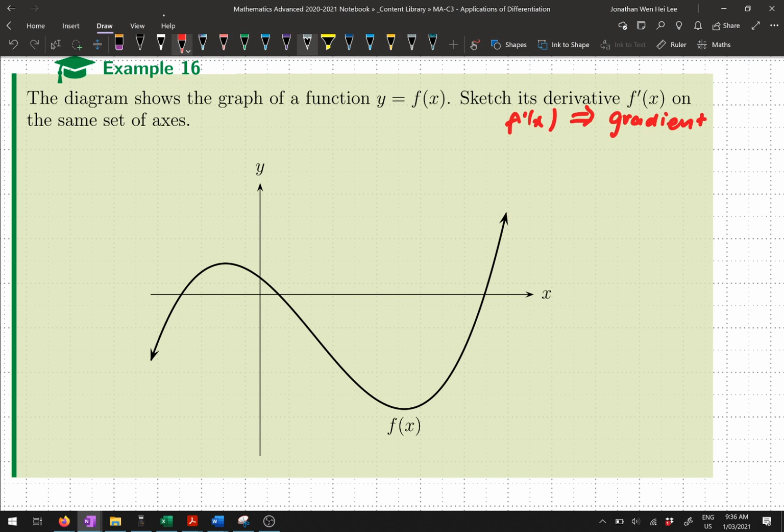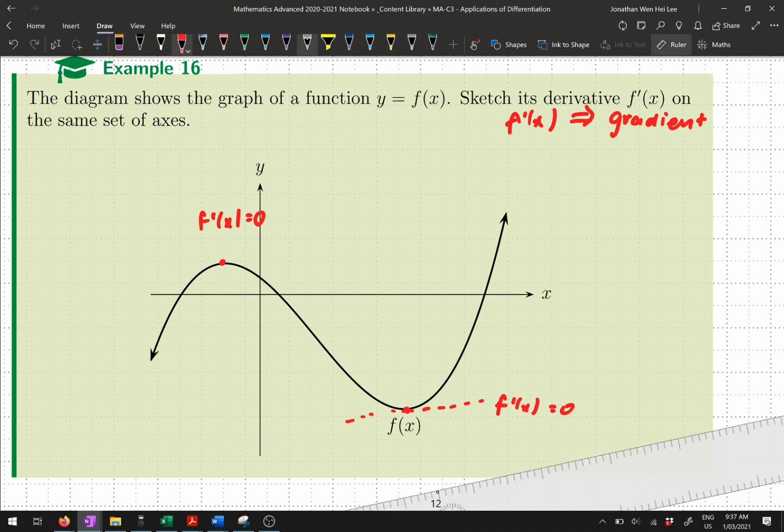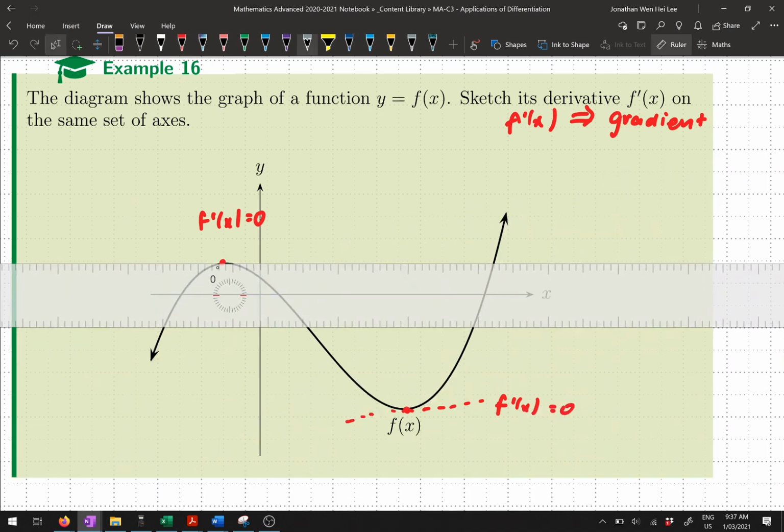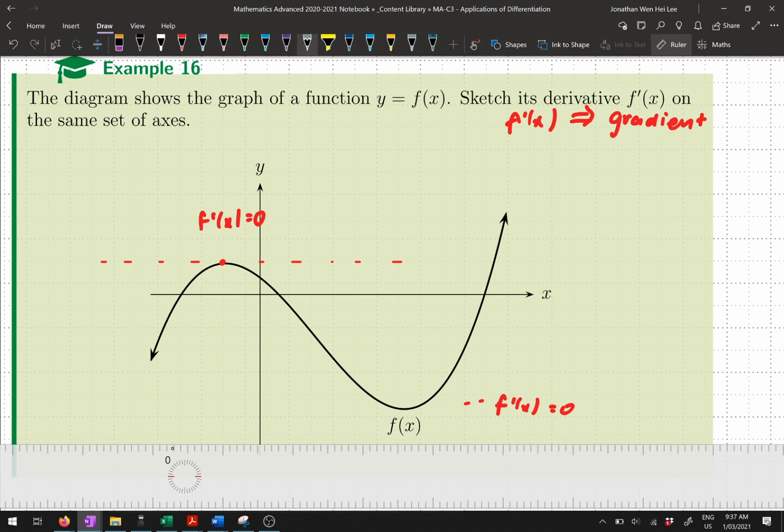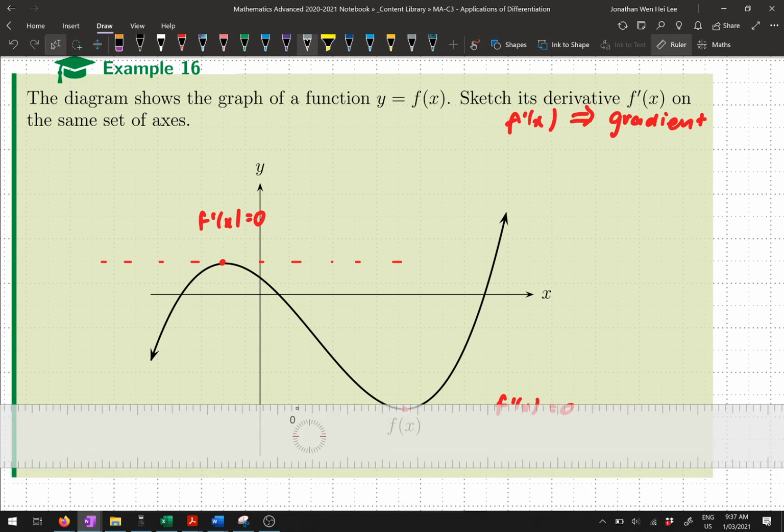Now, the first thing I'm looking for is when the gradient is equal to 0. When is the gradient equal to 0 on this particular graph? Across the x-axis? No. The turning point. Excellent. So at this point here and this point here, notice the gradients at these 2 points are 0. So first derivative here is equal to 0 and first derivative here is equal to 0. Because these are our turning points, they're stationary points. So here, your gradient is 0, and same thing here. The gradient here is 0.